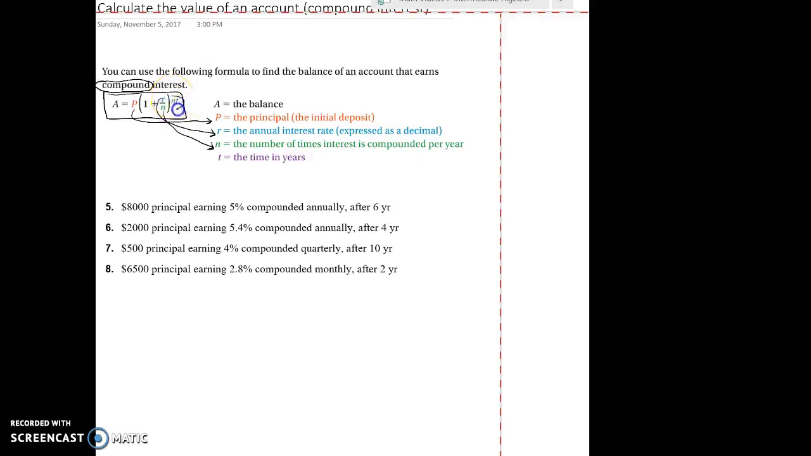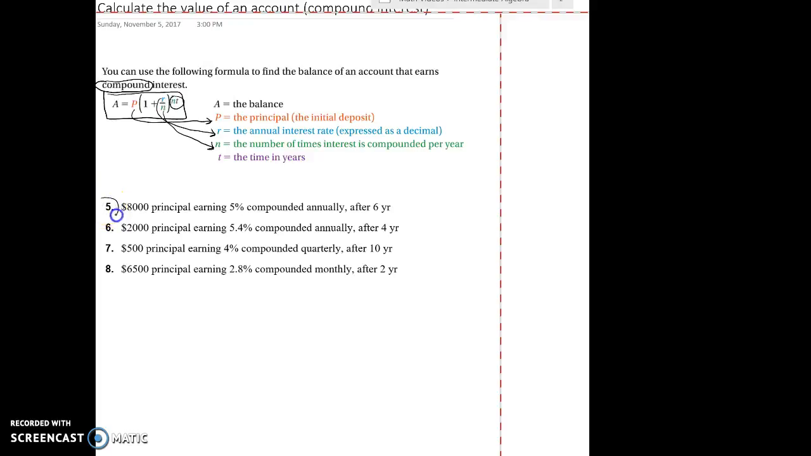Then your exponent is going to be N, once again, the number of times the interest is compounded per year, and T, which is the time in years. Okay, when you take an assessment on this, you won't need to have that equation memorized. I will provide it to you, but you need to know what each part stands for.